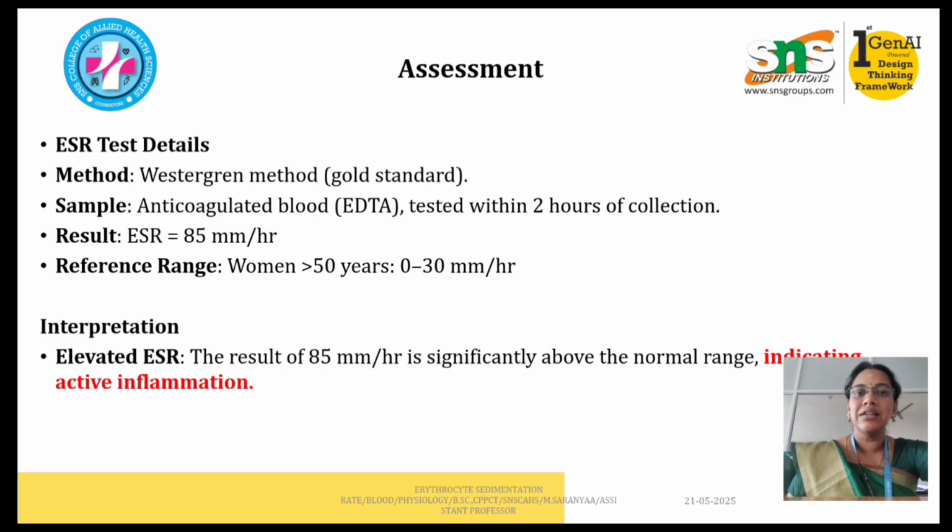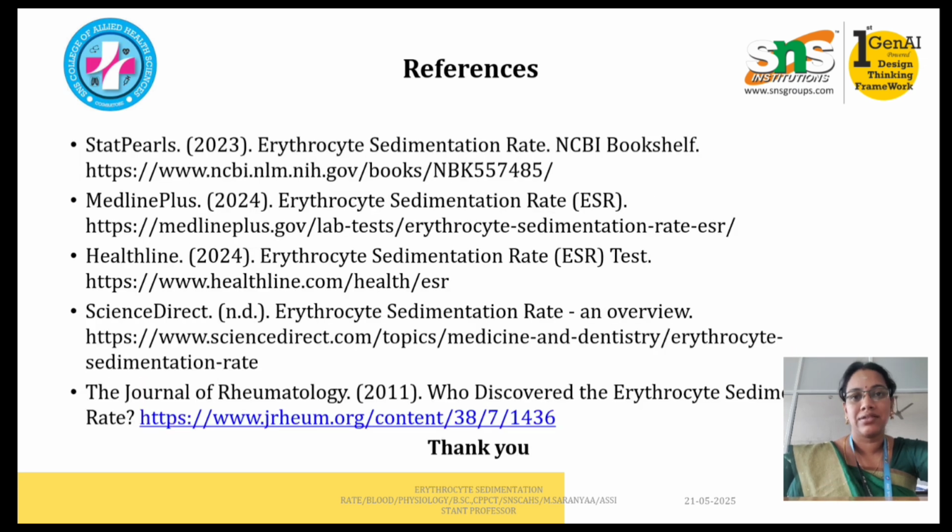So the result of the patient that we have shown in the case study is an ESR of 85 mm per hour after the test. For women above 50 years of age, the normal range is 0 to 30 mm. So what does it indicate? The interpretation is indicating an acute inflammation. This is very important. The patient is having an acute inflammation as given by the result.